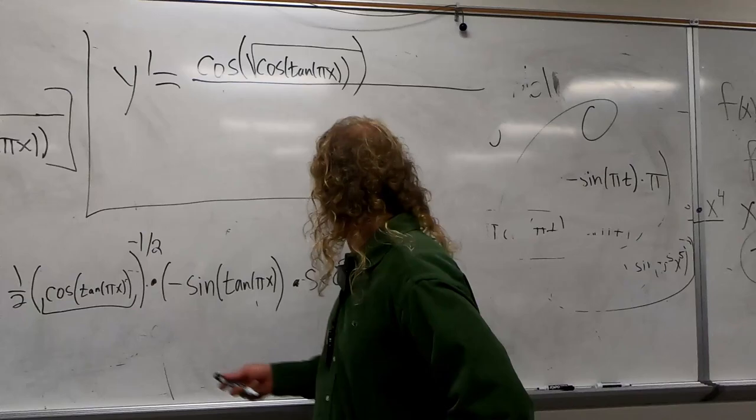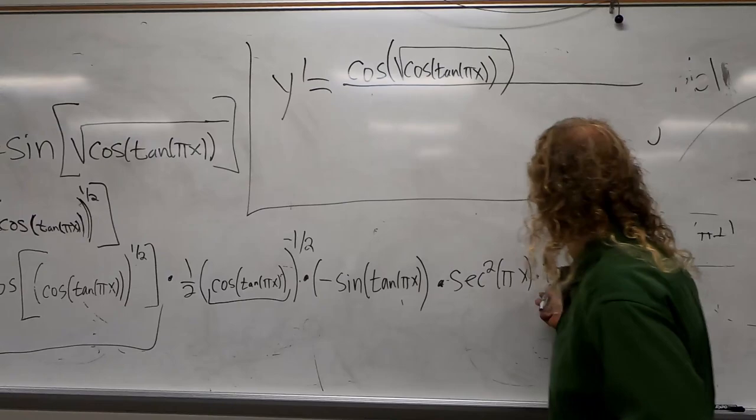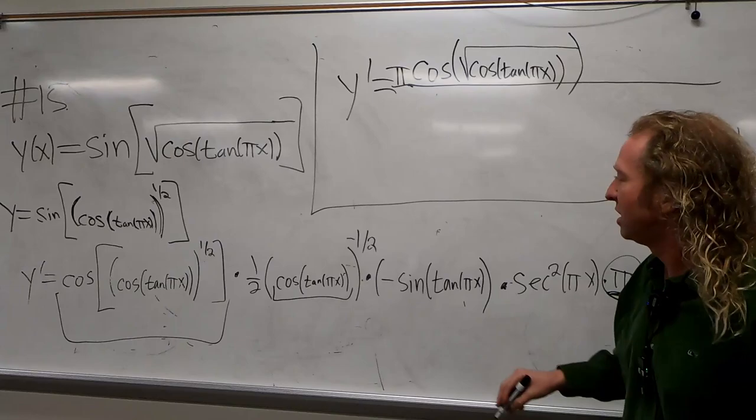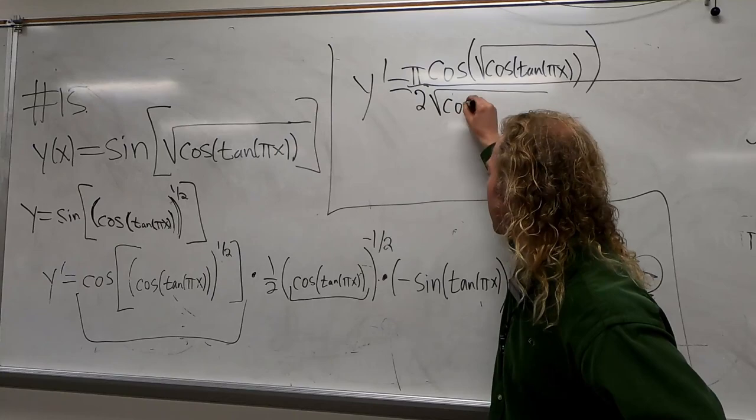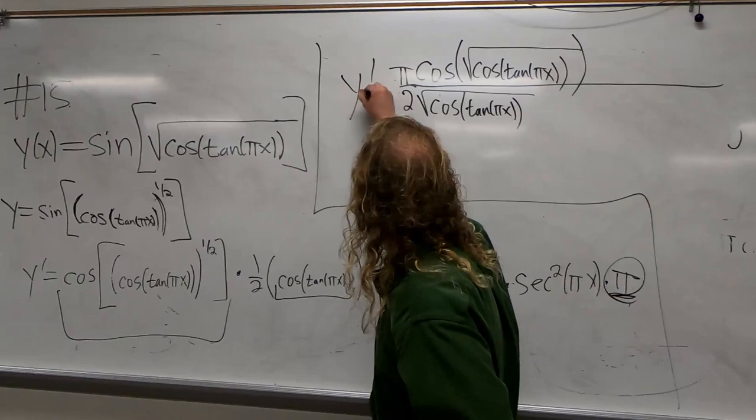When it comes downstairs, it's a 1/2 power, it becomes positive, so it's also a square root. You can put the pi in the front, too. What about that 1/2 in the front? Let's put that 2 here as well. Square root, cosine, tangent pi x. Good idea. Yeah, we could do the negative as well. I didn't see that. So I'll put the negative up top. There it is.